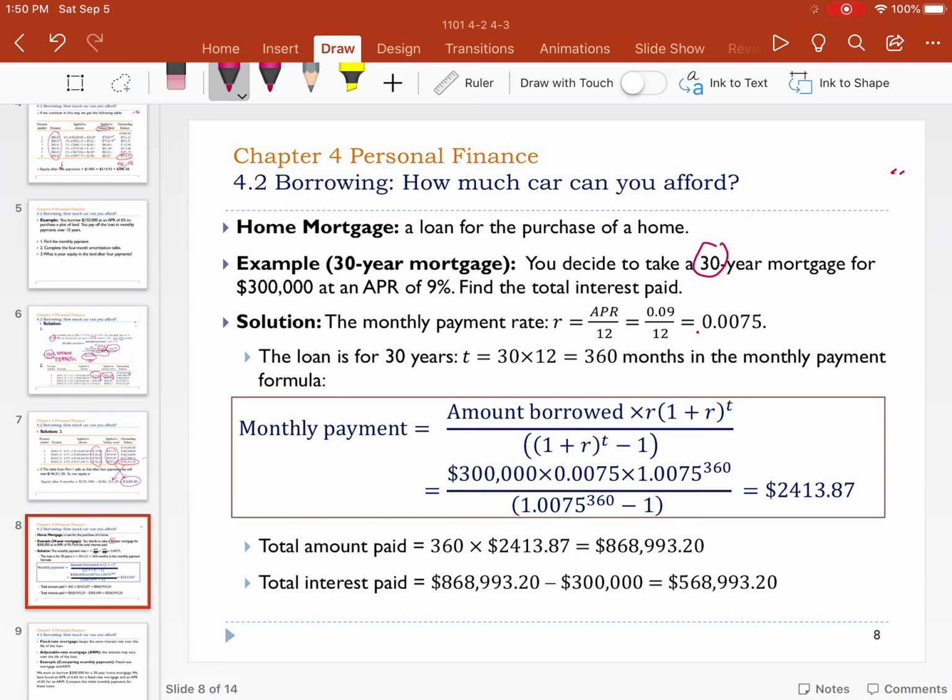0.09 divided by 12, 0.75%. I believe we saw this one before, 0.0075. Don't really need the leading zero, but sometimes they put it in. And so when we divided by 12, we got the 0.0075, not quite a percent per month. But for 30 years, that's a whopping 360 months. And that's a big exponent here.